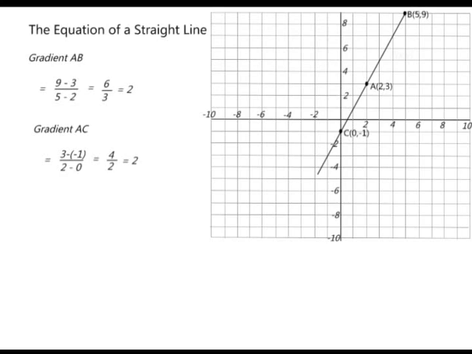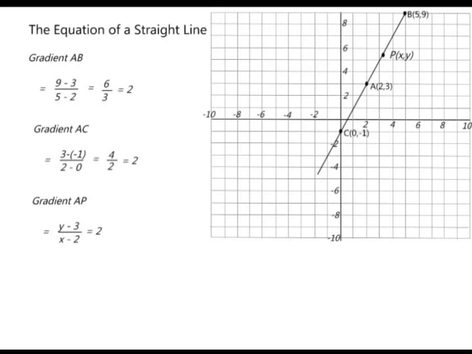Now consider a point P whose coordinates are x, y on the line AB. The gradient of AP is the same as the gradient of AB because a straight line has a constant gradient. And therefore, change in y over change in x should give us the same answer, 2. Let us work that out using x, y.